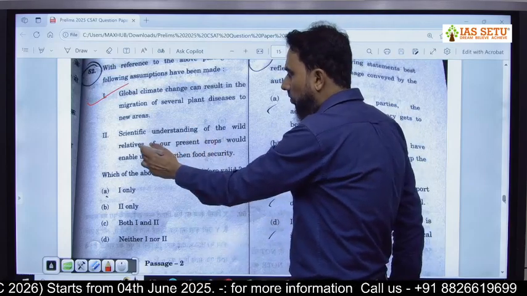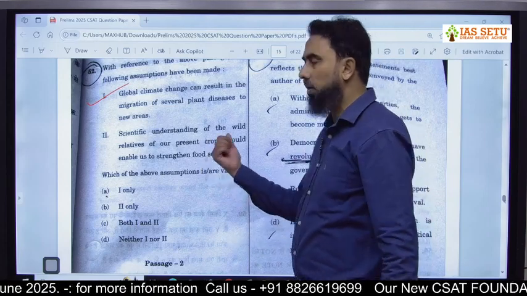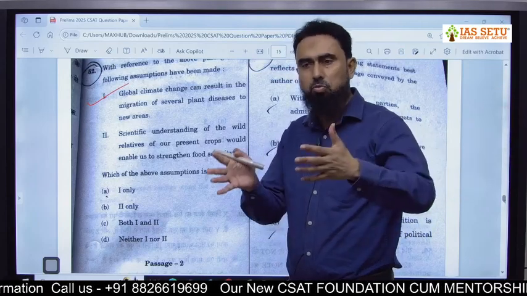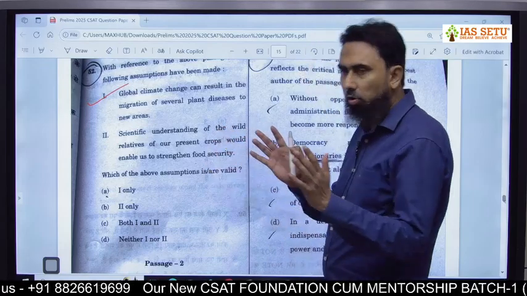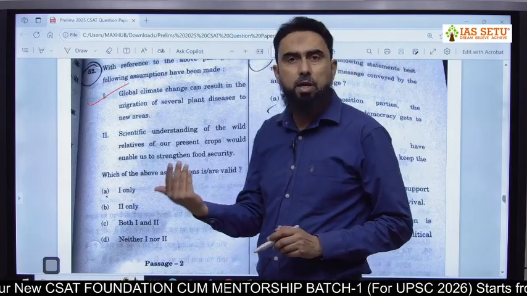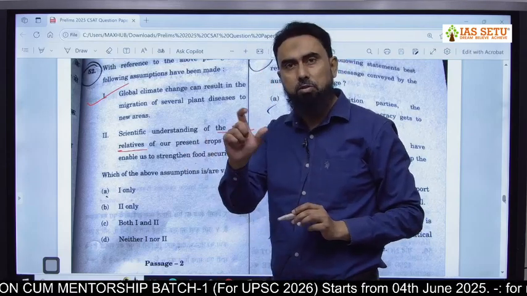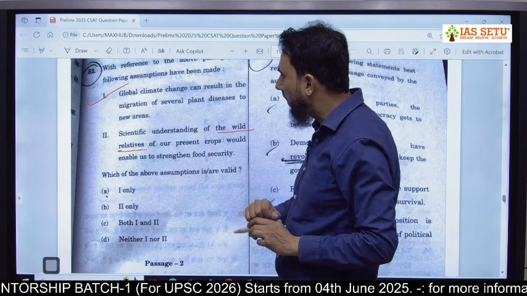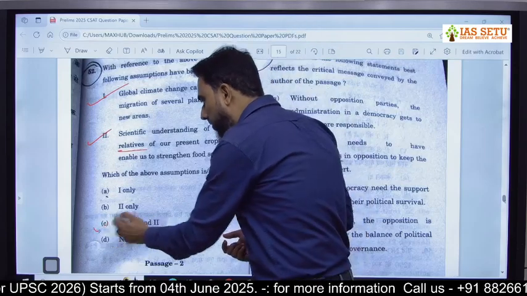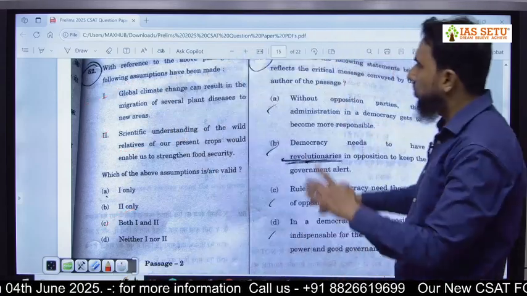Second says scientific understanding of the wild relatives of our present crops would enable us to strengthen food security. Now it has a logical connection with the point, because the author has said that we have actually bred out the other parts that are not required. In order to increase the productivity of the plants, we have gone for specific breeding, which makes it vulnerable to withstand the diseases. The scientific understanding of the wild relatives of our present crops, wild relatives where this kind of selected breeding has not been done, would enable us to strengthen food security. This assumption should also be valid, and C should be the correct answer, right? So question number 52 is clear.